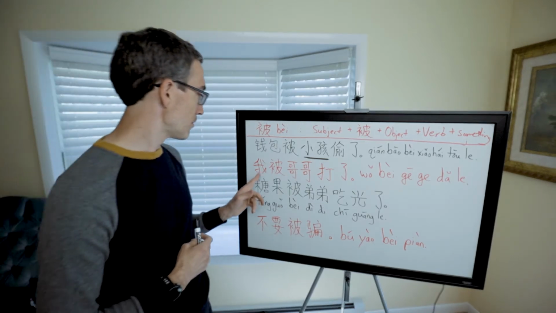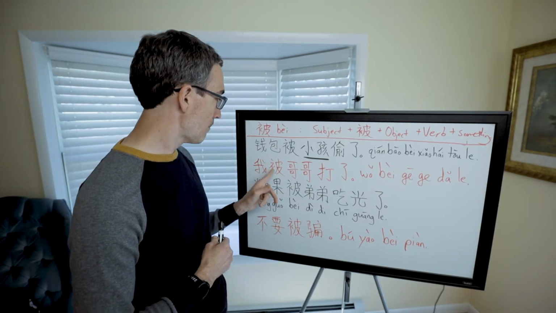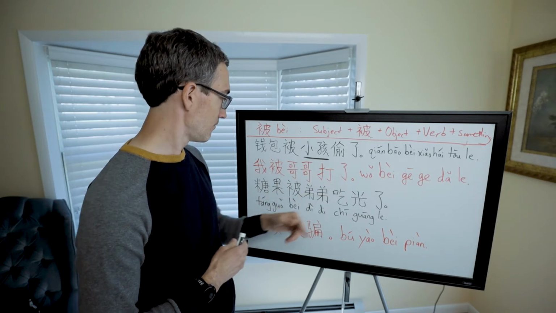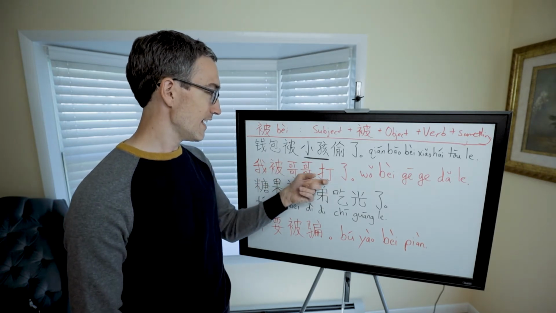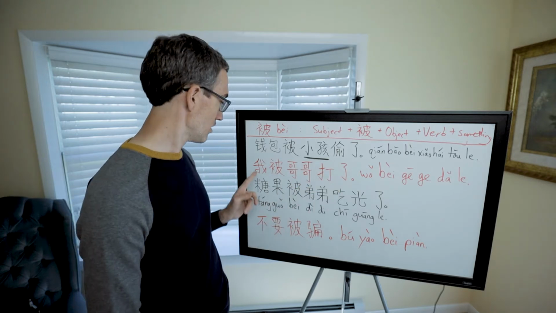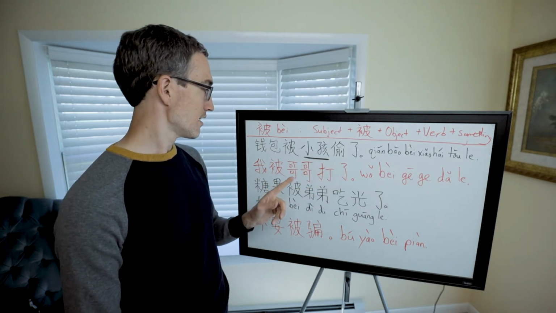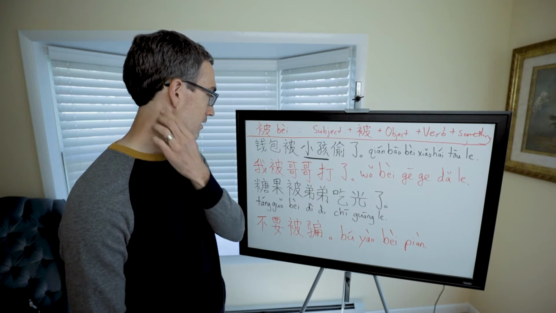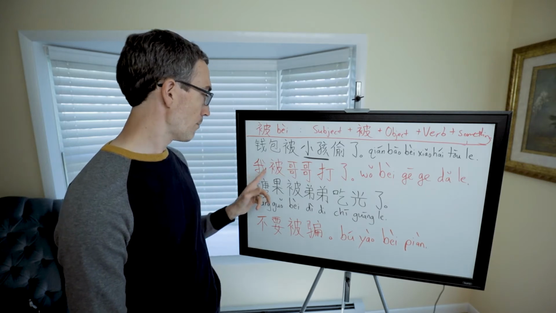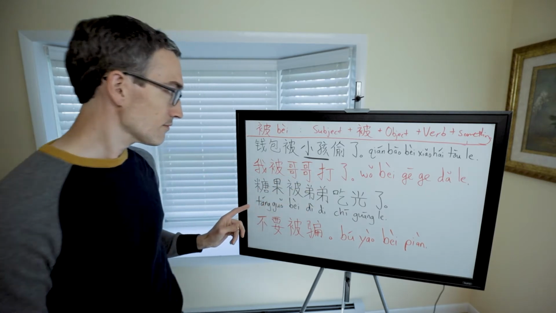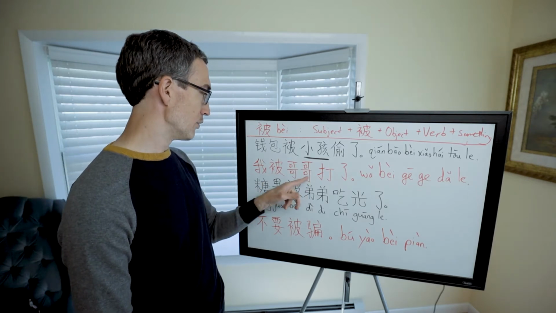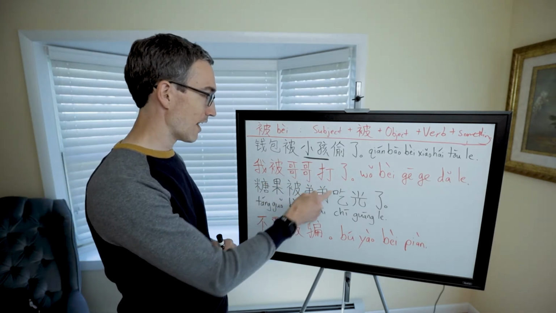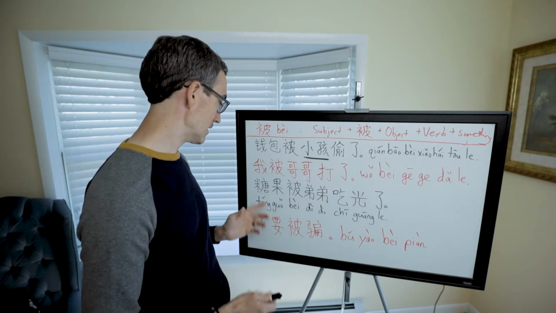Here's another example. 我被哥哥打了. So we have I bei older brother hit le, completion. I was hit by my older brother. 我被哥哥打了. And again we can eliminate the 哥哥: 我被打了, I was hit, I was beaten.